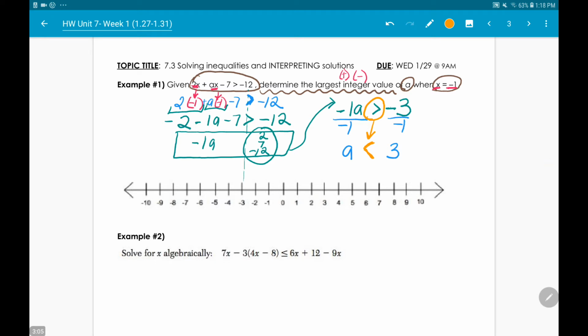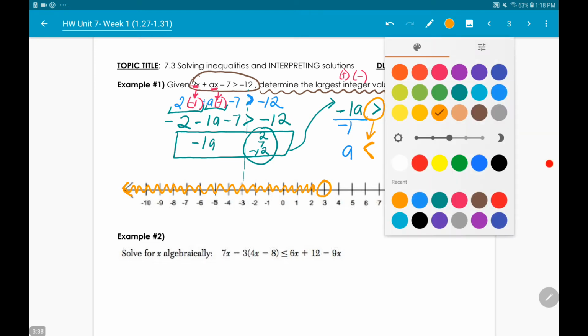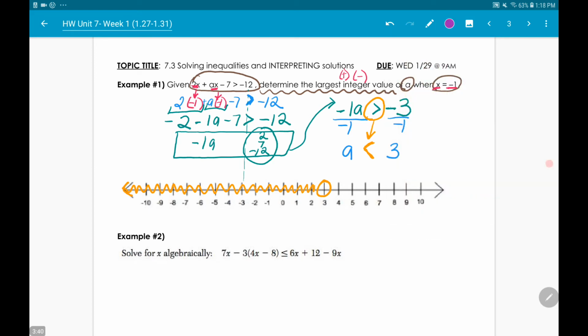So let's put that on the number line. I see a is less than 3. So here's 3. Is it an open or closed circle? It's less than, so it is an open circle. Numbers smaller than 3 are to the left, so we are going to shade all the way in that direction. Those are all my numbers less than 3. But that doesn't really answer the question. The question was to determine the largest integer that is smaller than 3.